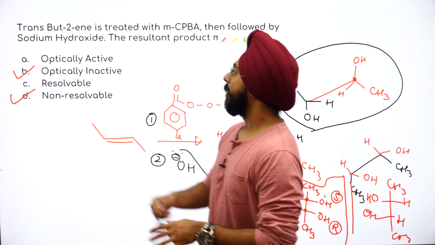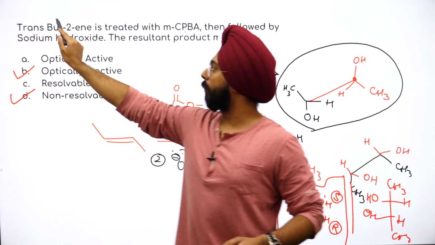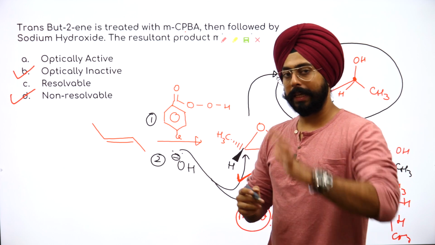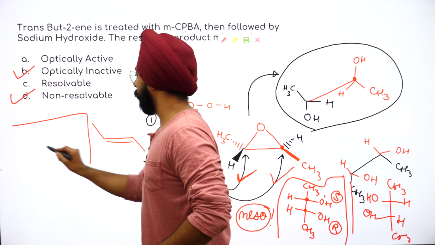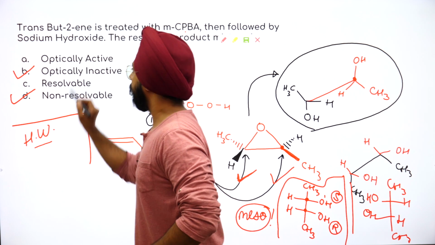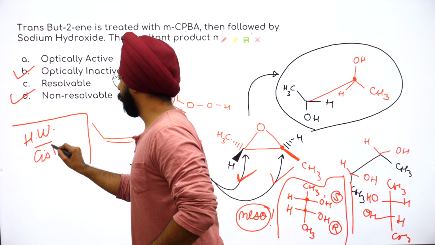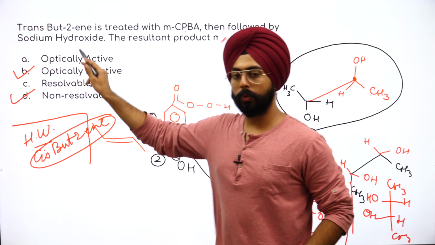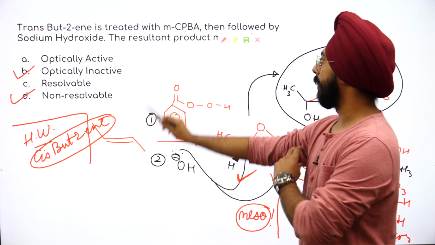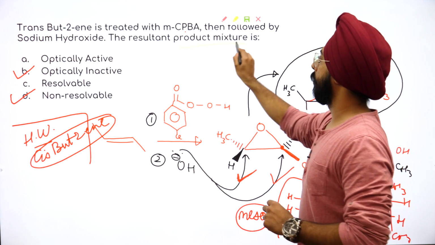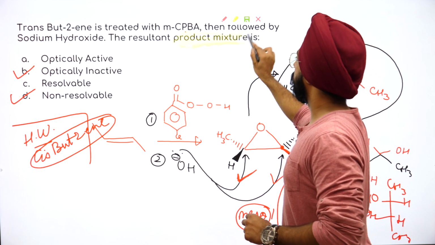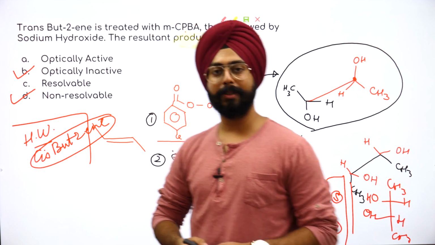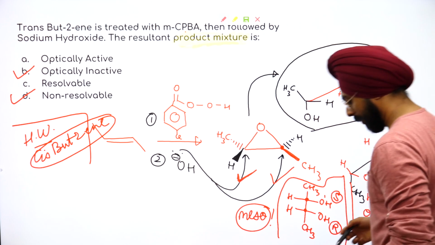Interesting, right? Now, you have trans-butene. If you had cis-butene, what will happen? If you have cis-butene, you have to think about that. So basically, your homework for this class is that you have to think about cis-butene. Same question, but you have to think what the answer will be if you have cis-butene. You have to think about the resultant product mixture. Okay, friends, we have spent quite a lot of time on this today, so in the next class, that will be your homework.